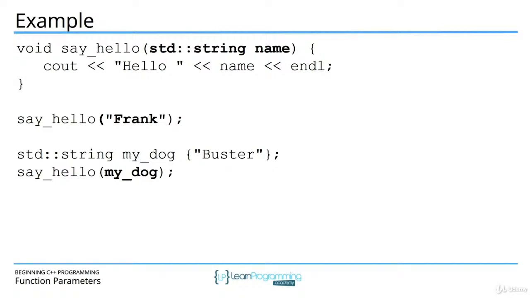Notice the last function call. In this case, I'm calling the function sayHello with a single string object parameter, myDog, which is a variable name for a string object with the string Buster in it. Let's talk a bit about how parameters are passed into functions.